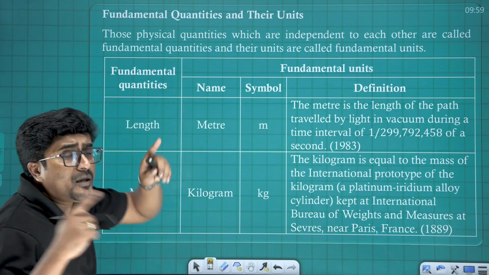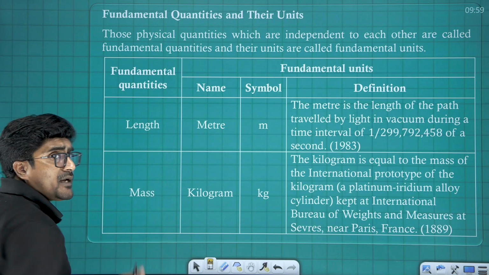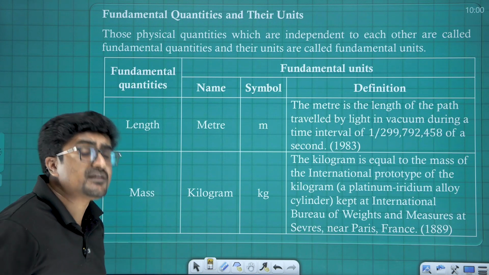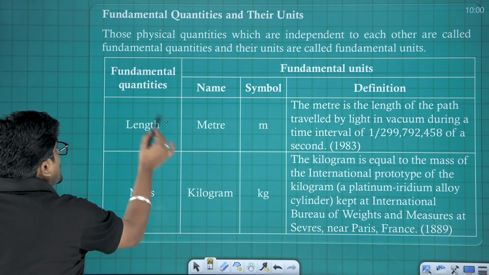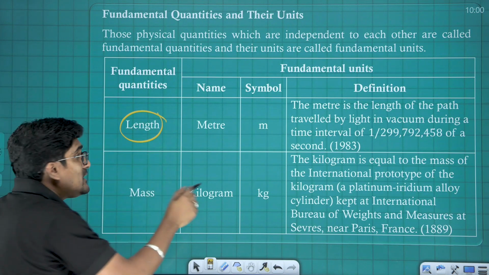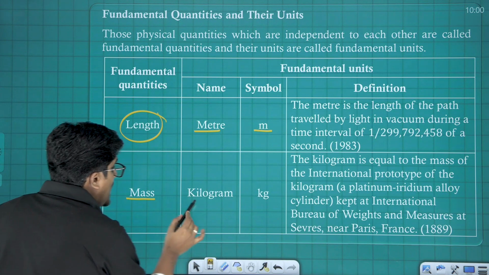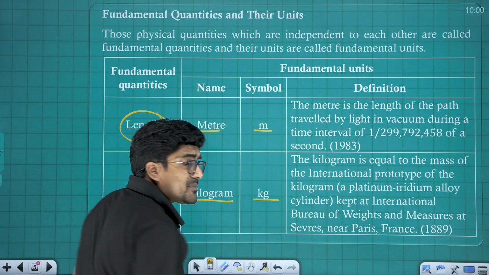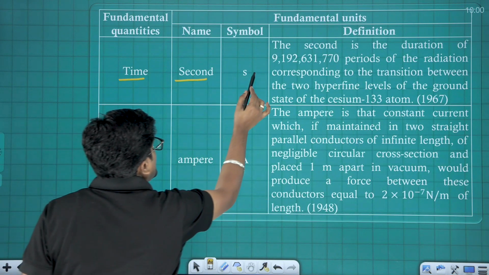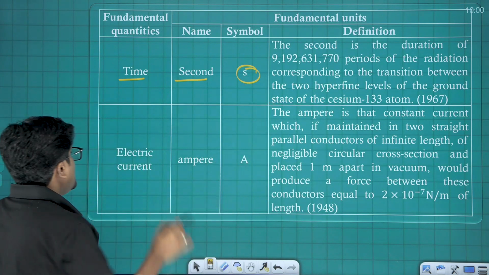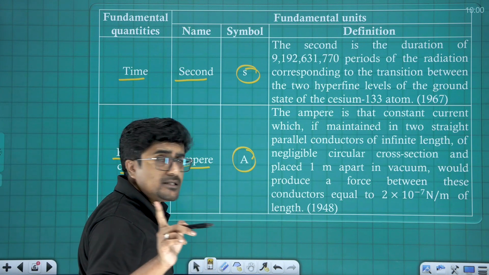All right, moving to the next. What are the fundamental quantities and their units? As you all know, as per the SI system, we have 7 fundamental physical quantities. The first one is length. Its unit is meter, represented by m. Next is mass, unit is kilogram, represented by kg. Next is time, unit is second, represented by small s. Next is electric current, unit is ampere, capital A is the symbol.